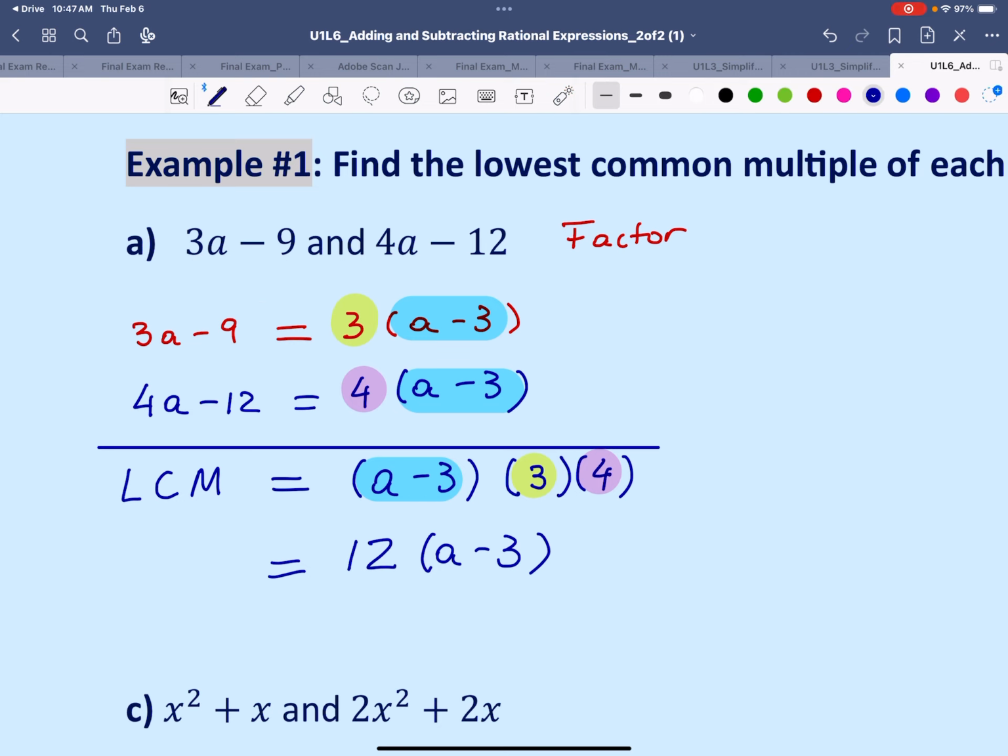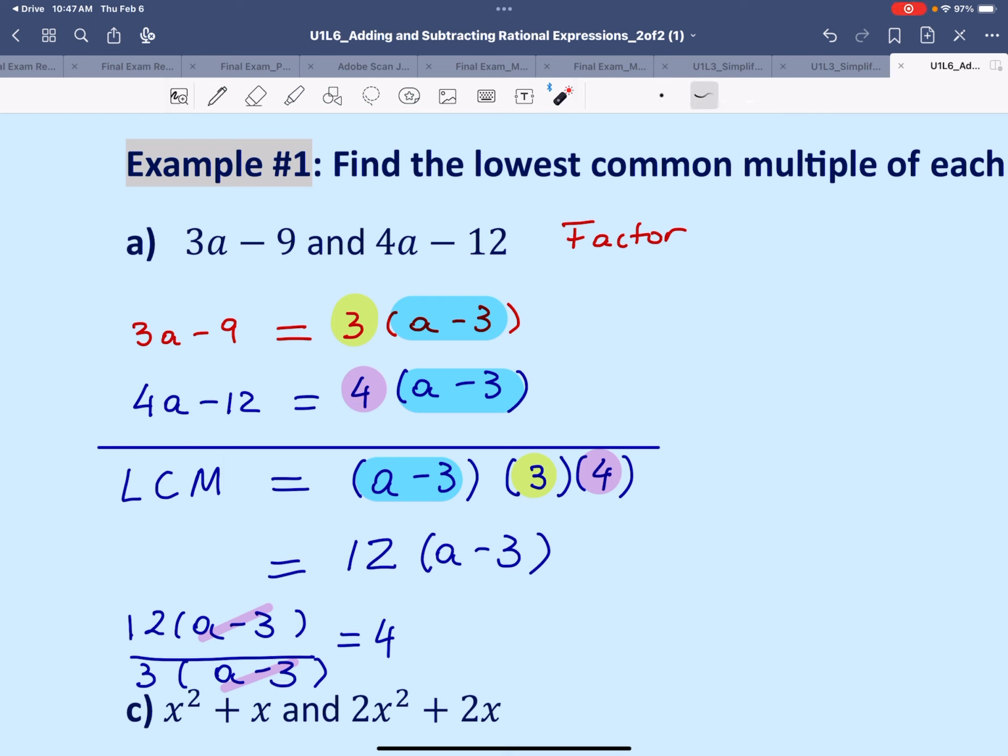What does that mean? It means that if you have 12 times a minus 3 and 3a minus 9, which in factored form is 3 times a minus 3, it will divide evenly, meaning that the answer will be equal to 4. So there are 4 of such factors, 4 of 3a minus 9 in the lowest common multiple. In the same way, we reason about the other factors.